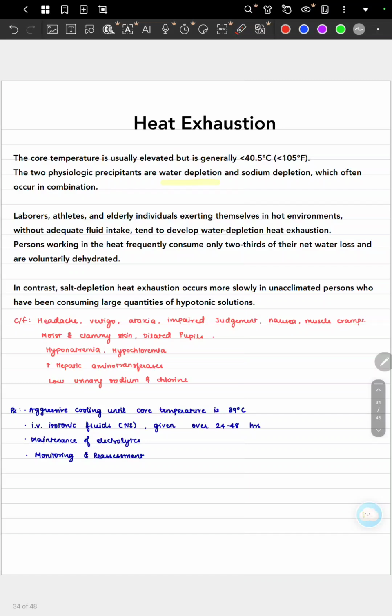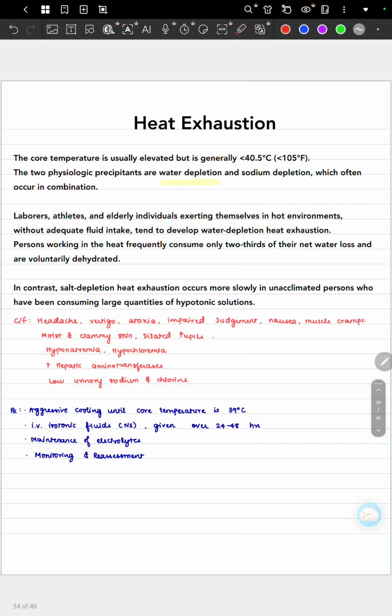Now in salt depletion, there will be hyponatremia and hypochloremia, hepatic aminotransferase levels are increased, and low urinary sodium and chloride are seen. Management: aggressive cooling should be done until the core temperature of the body reaches 39 degrees Celsius. Then IV isotonic normal saline, that is 0.9% normal saline, is given over 24 to 48 hours.